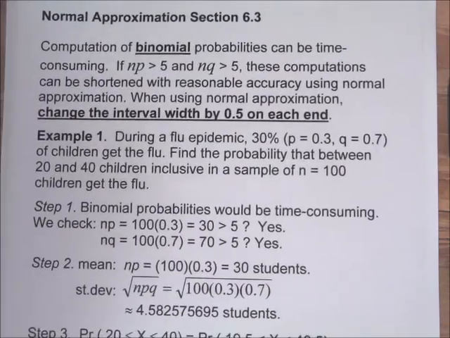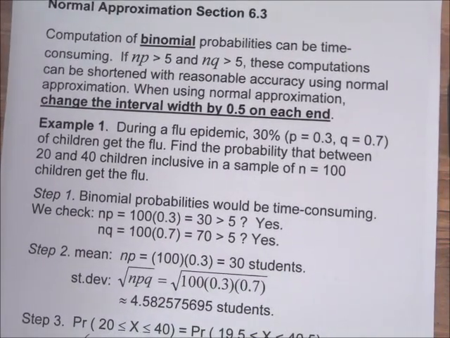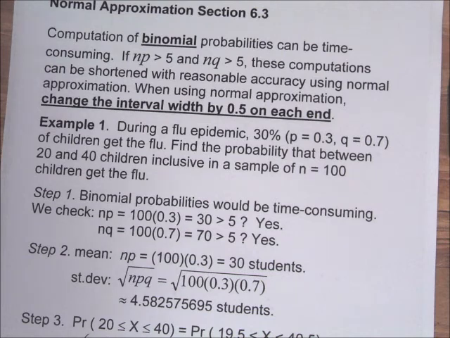Normal approximation, section 6.3. Computations of binomial probabilities can be time-consuming. If np and nq are at least 5 or more than 5, these computations can be shortened with reasonable accuracy using normal approximation. When using normal approximation, change the interval width by 0.5 on each end.